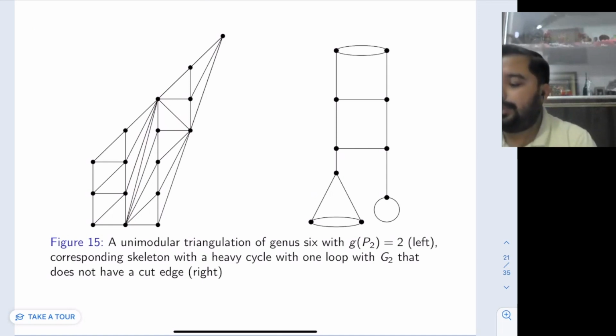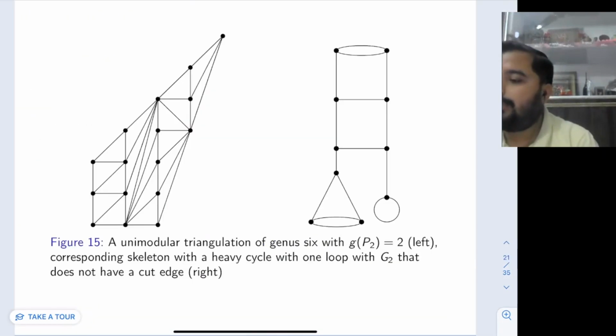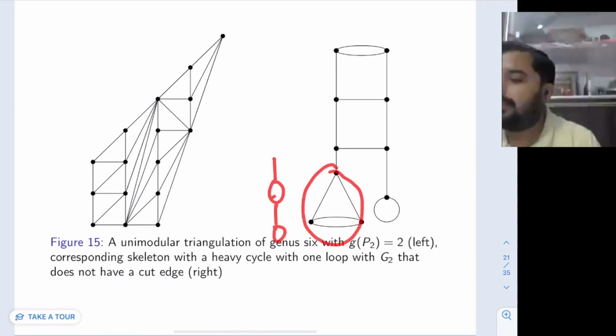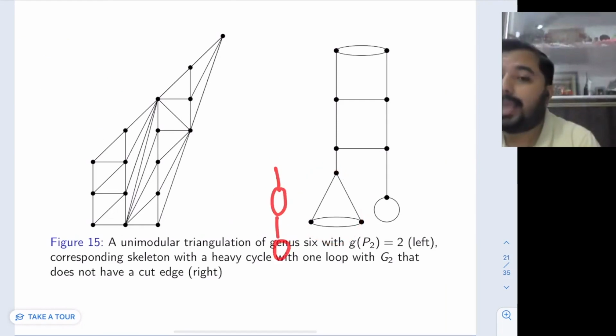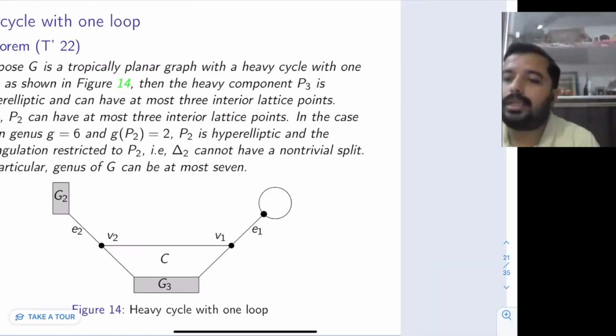So this is an example for a genus 6 graph, which is actually realizable. But the main takeaway of the result is that this graph is realizable. However, there is another graph wherein this genus 2 component is just of the form of a bi-edge and a loop, and that is not realizable. The unique triangulation that would have realized that would need to have 2 non-trivial splits because you have 2 cut edges, one here and one here. So there has to be a non-trivial split in the subpolygon which realizes the genus 2 component, and I just show in this result that that cannot be the case.